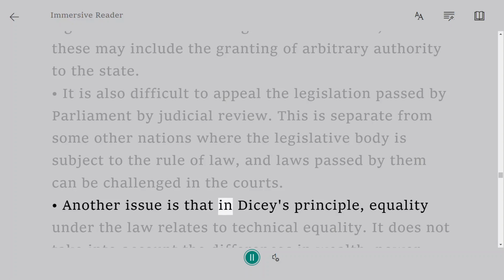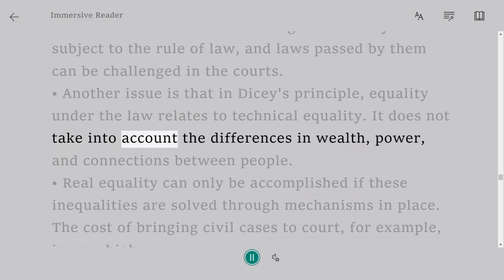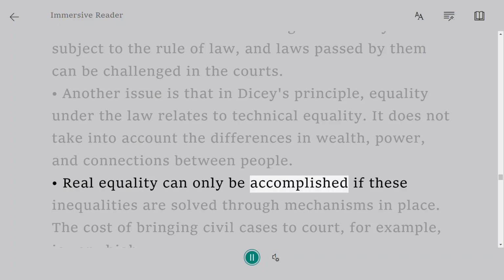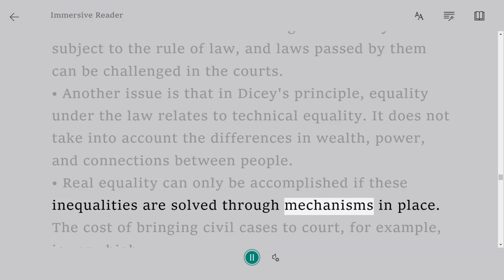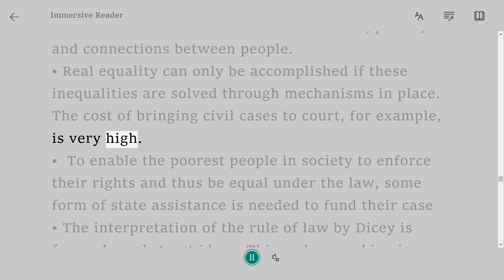Another issue is that in Dicey's principle, equality under the law relates to technical equality. It does not take into account the differences in wealth, power, and connections between people. Real equality can only be accomplished if these inequalities are solved through mechanisms in place. The cost of bringing civil cases to court, for example, is very high. To enable the poorest people in society to enforce their rights and thus be equal under the law, some form of state assistance is needed to fund their case.